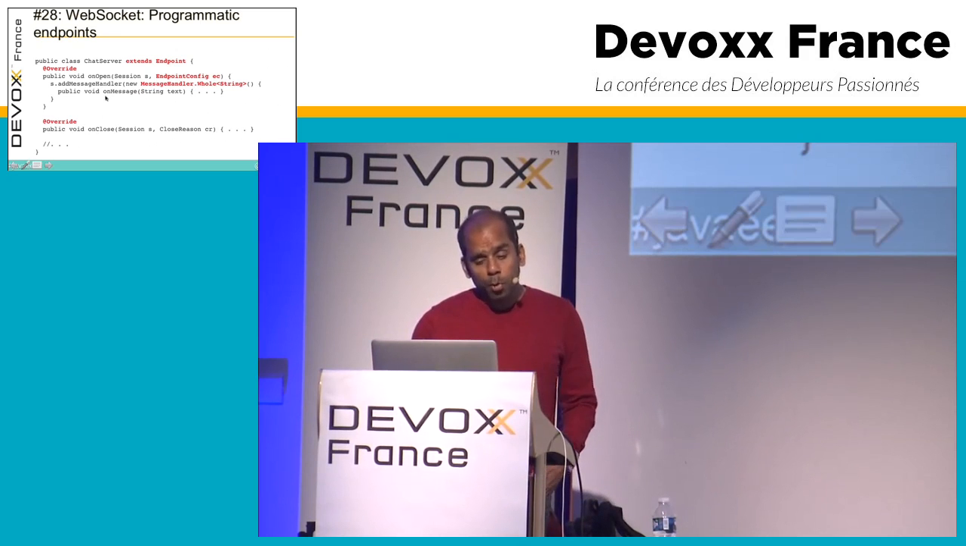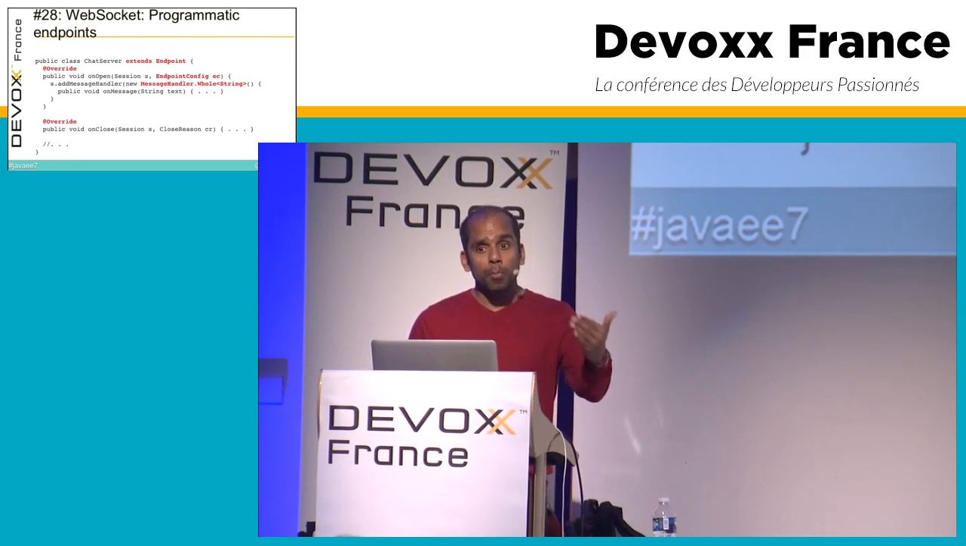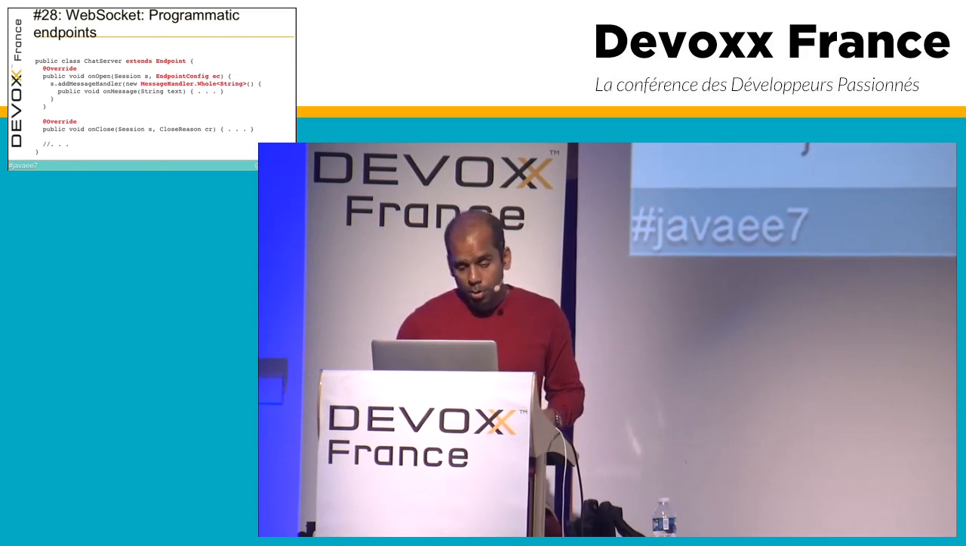Now, a little bit more work needs to be done. You need to explicitly start adding message handlers. So in this case, I'm adding a text message handler, starting with String. I can receive the entire message, or there is another variation by which you can receive partial messages as well. So depending upon your use case, it does give you that control.